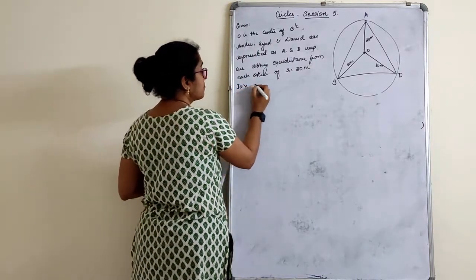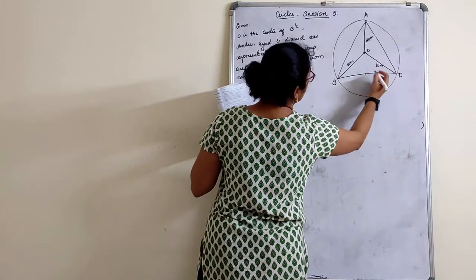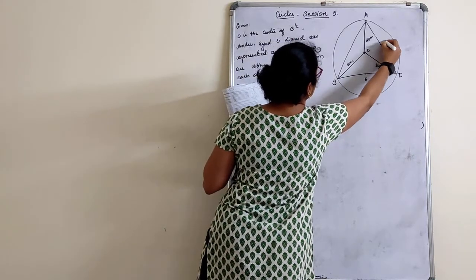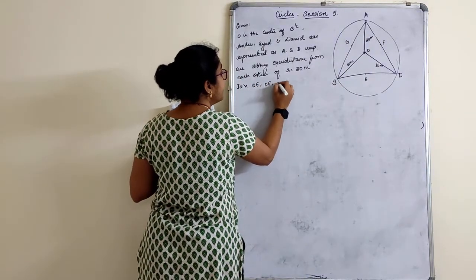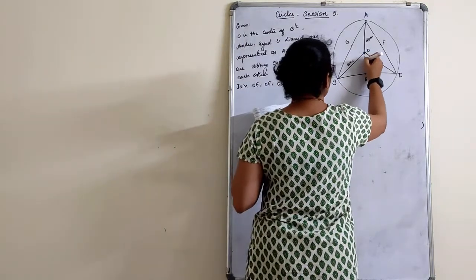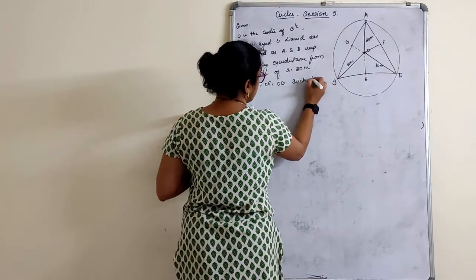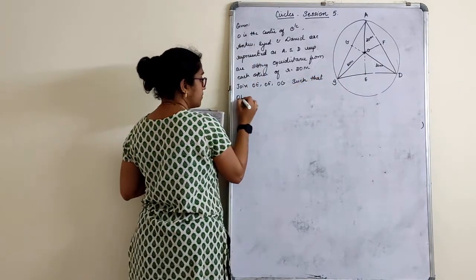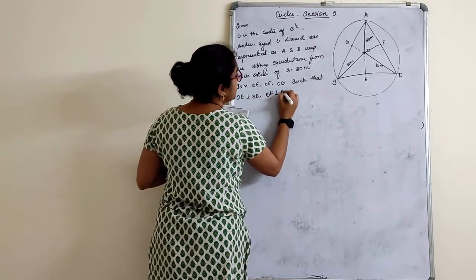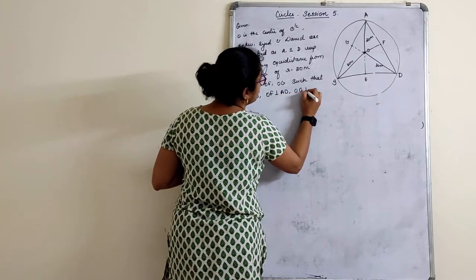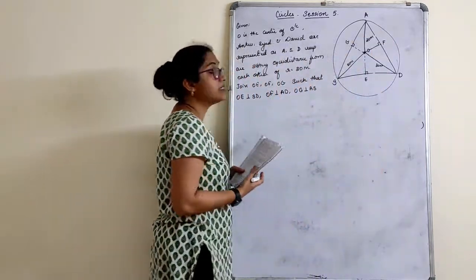Join, let us say, we'll consider this as E, F, G. Join OE, OF and OG such that OE is perpendicular to SD, OF is perpendicular to AD, OG is perpendicular to AS. Okay, is this very clear?